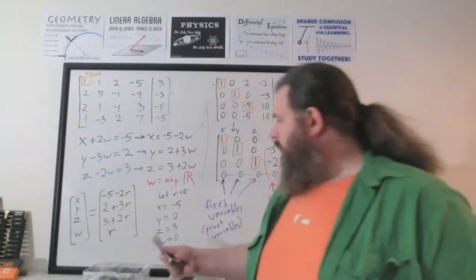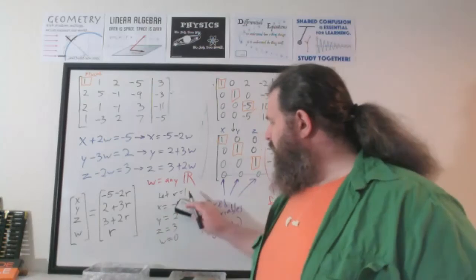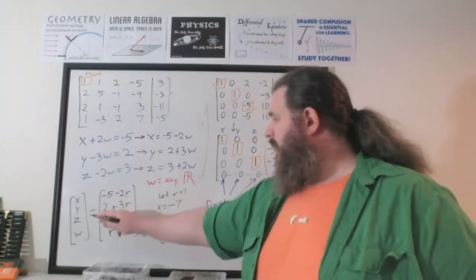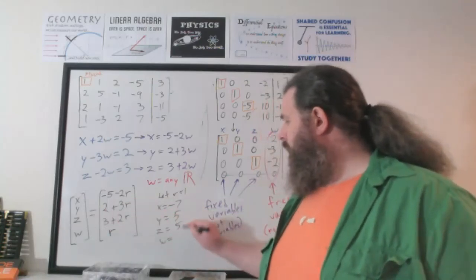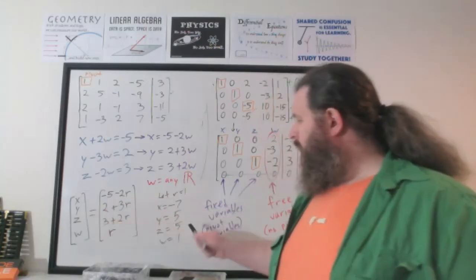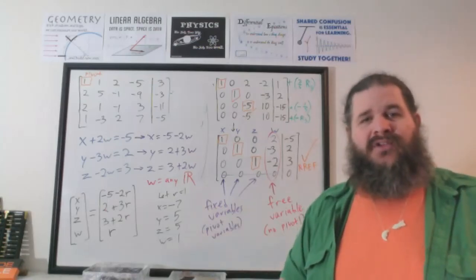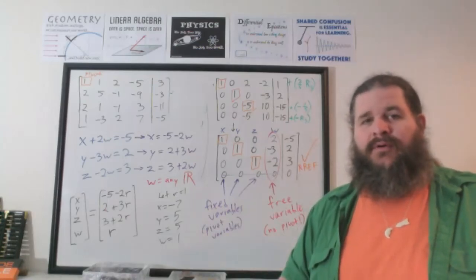Or you could plug in 1. If you say let r equal 1, then x is going to be -5 minus 2. y is going to be 2 plus 3. z is going to be 3 plus 2. w is going to be just 1. So -7, 5, 5, 1 is another solution of that same system of equations. Since you could use anything, it doesn't even have to be whole numbers for w.